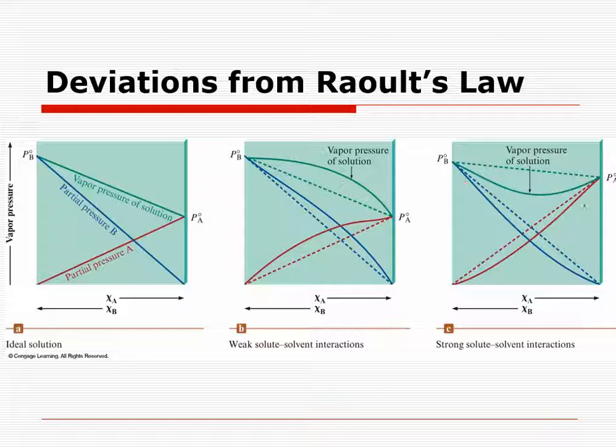And then here's our negative deviation. You mix them together and those intermolecular forces are stronger than they were when they were separate from each other. So we get a lower vapor pressure than predicted by Raoult's law. That dotted line is the prediction, and this would be the actual measured value in lab. Okay, so I hope that helps a little bit.